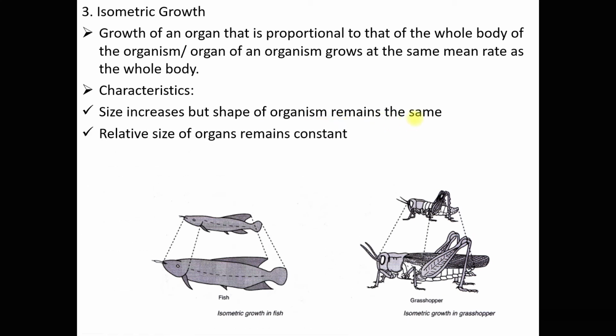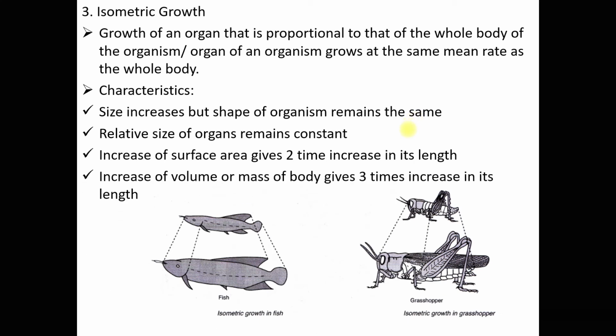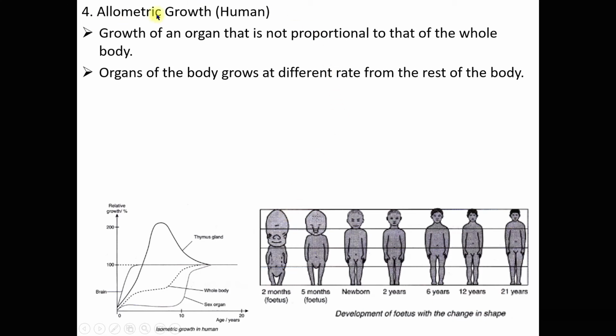And then the relative size of organs remains constant. Increase of surface area will give twice the increase in its length, and the increase of volume or mass of the body will give thrice the increase in its length, or 3 times. Now we have allometric growth, which is usually shown by humans.